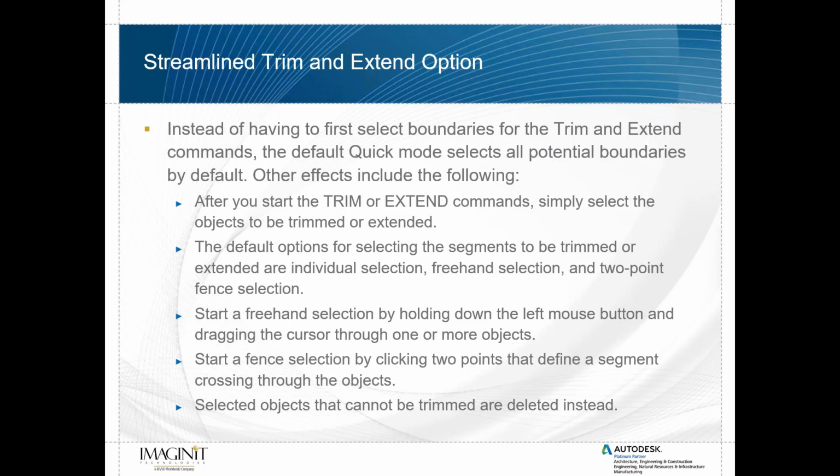The freehand is if you click and hold the left mouse button, you can do essentially similar to a lasso. That's the freehand selection by holding down the left mouse button, dragging the cursor around one or more objects. Start a fence selection by clicking 2 points that define a segment. We all know how a fence works. And then selected objects that cannot be trimmed are deleted instead. This is some new functionality that you guys have not encountered before.